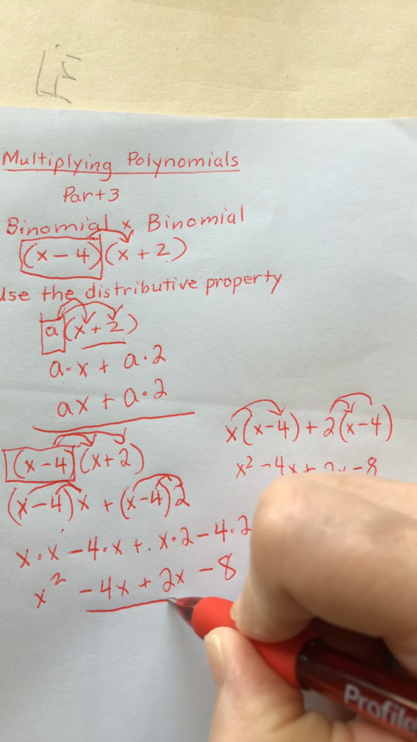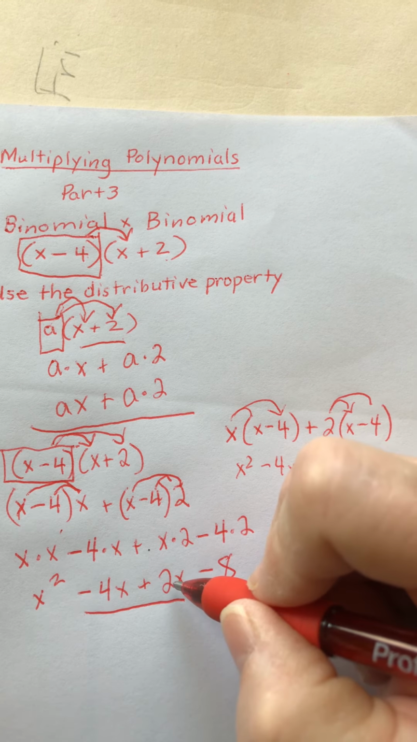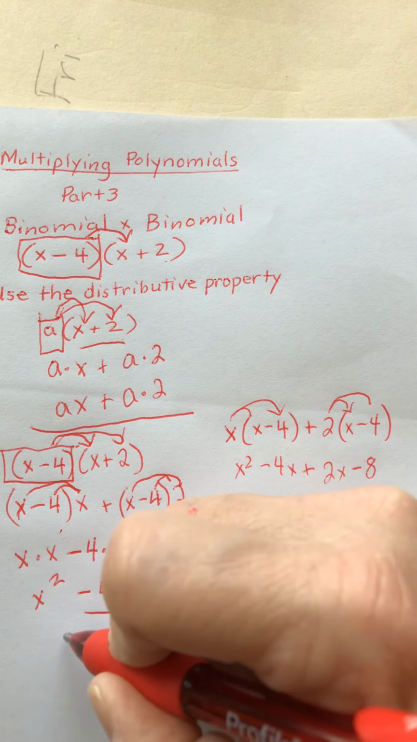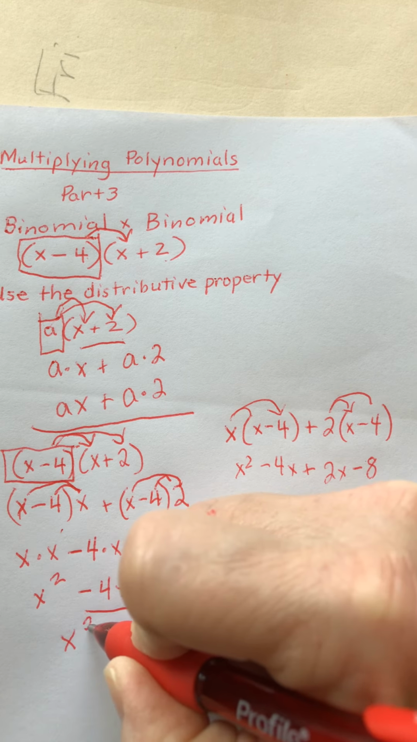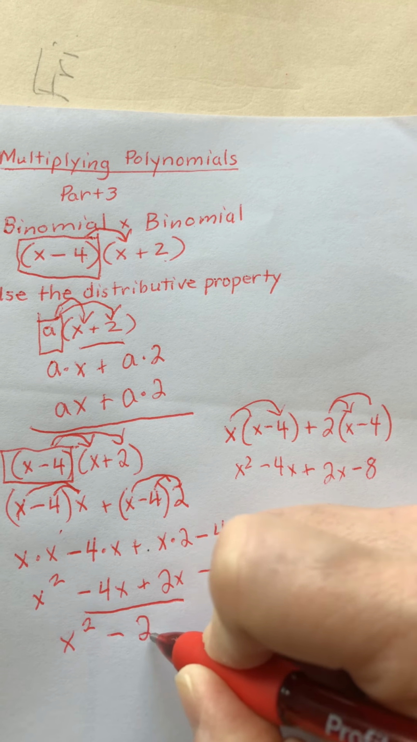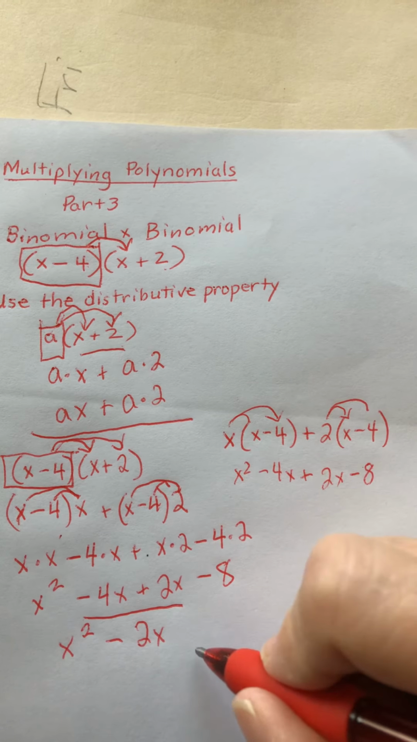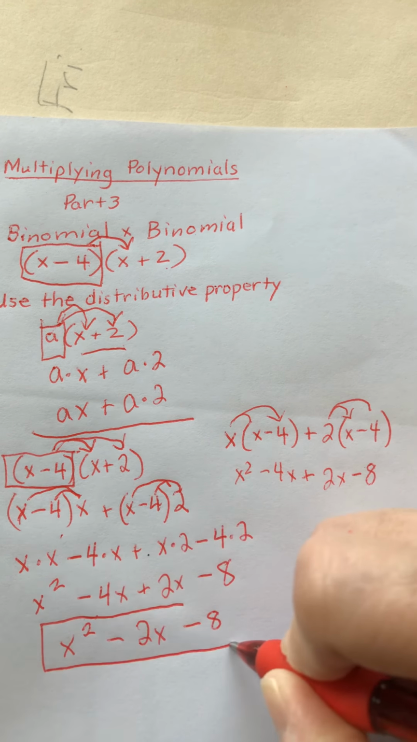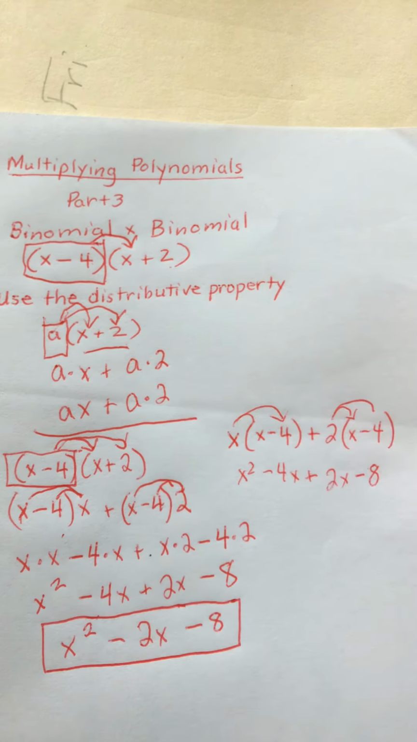Now we can just combine our like terms. Negative 4x plus 2x. Negative 4 plus 2 is a negative 2. So I'm going to write x squared minus 2x minus 8. And that is the answer to multiplying this binomial.